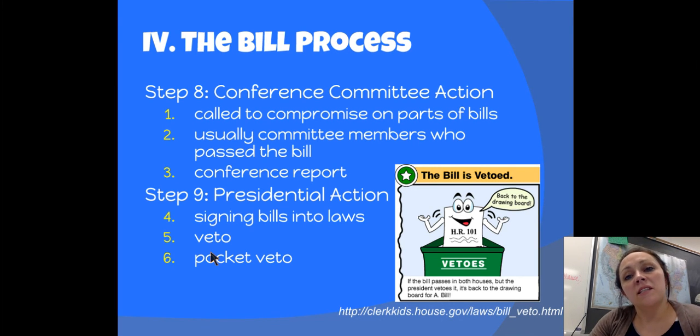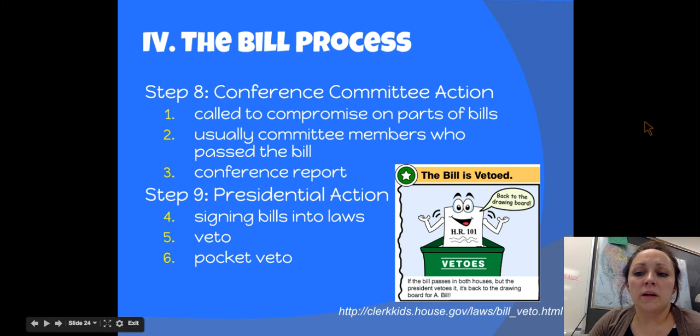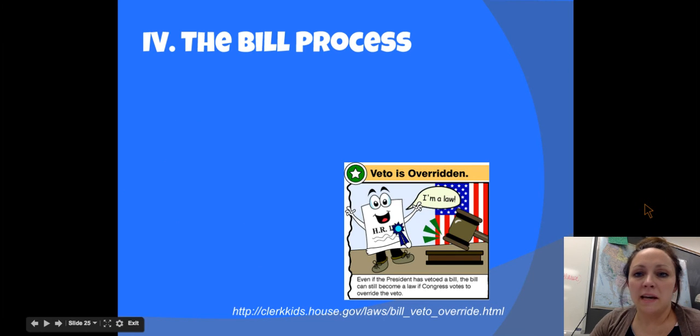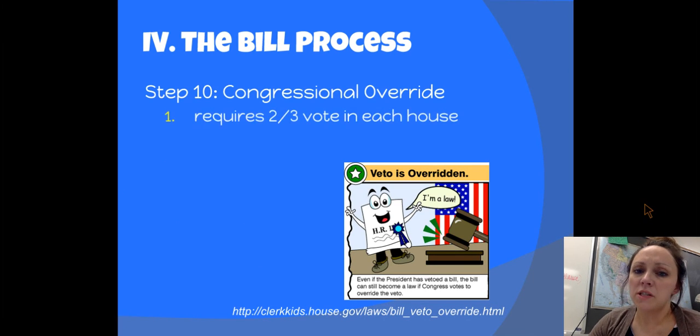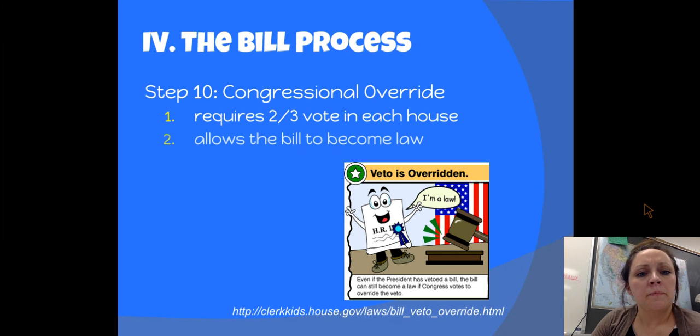If the president decides to use his pocket veto power, he can only do that in a few situations. Basically, Congress has to have presented a bill to him within the last 10 days of a legislative session in order for him to use his pocket veto power. And if he uses his pocket veto power, Congress cannot vote to override his veto. And we'll see examples of that in class.